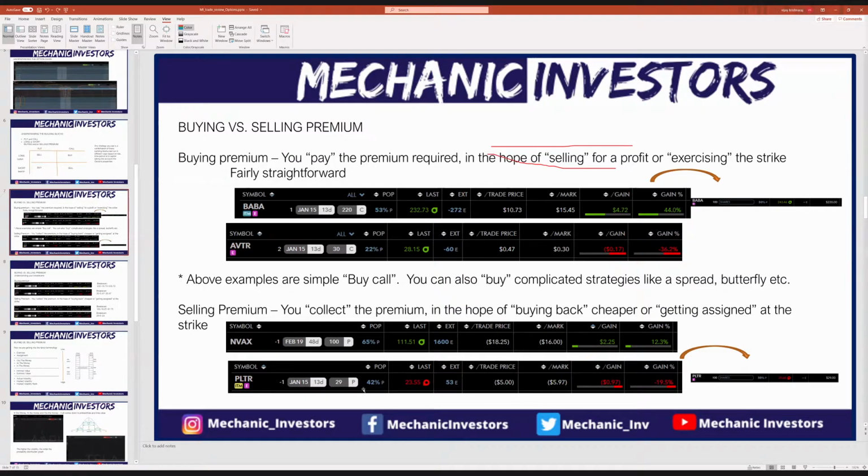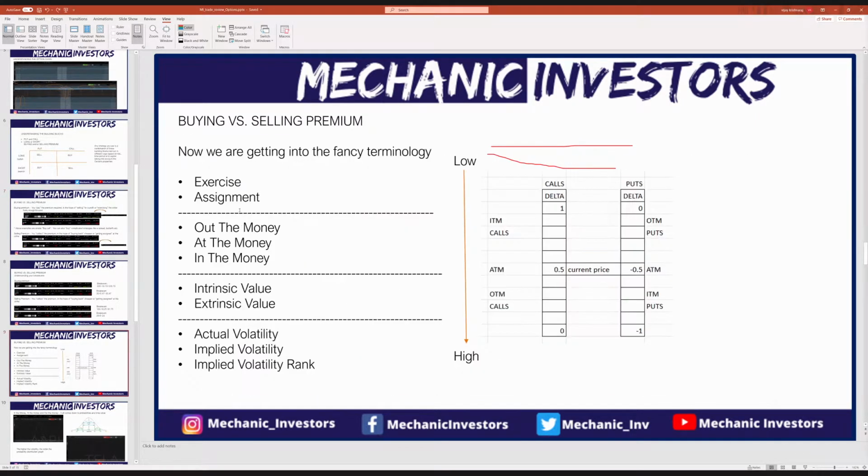They said, hey, I have bought the right to sell PLTR at 29, and I'm going to exercise that right. So I got assigned. Somebody else exercised, I got assigned. So here, BABA, I exercised, somebody else got assigned. In PLTR, I got assigned. So that goes back to these two words, exercise and assignment. Okay, then we'll go to at the money, in the money, and out of the money.